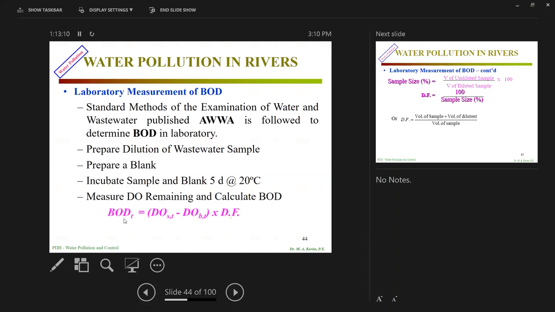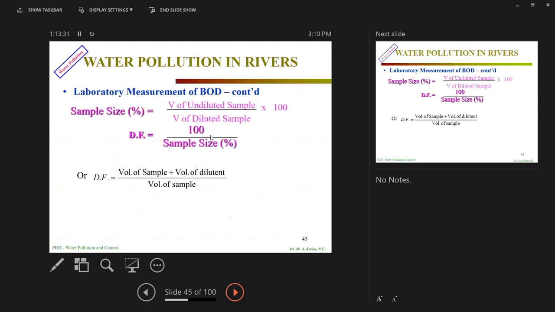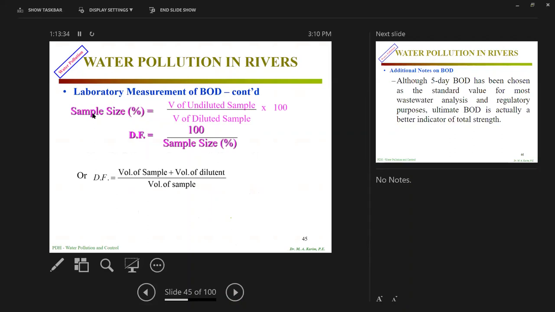So that means BOD at any time is the dissolved oxygen available in the sample at the saturation level initially, then the dissolved oxygen of the blank at that time, times the dilution factor. I'll tell you how to calculate the dilution factor. The percent dilution is the volume of undiluted sample divided by the volume of diluted sample, times 100. And the dilution factor is 100 divided by this.